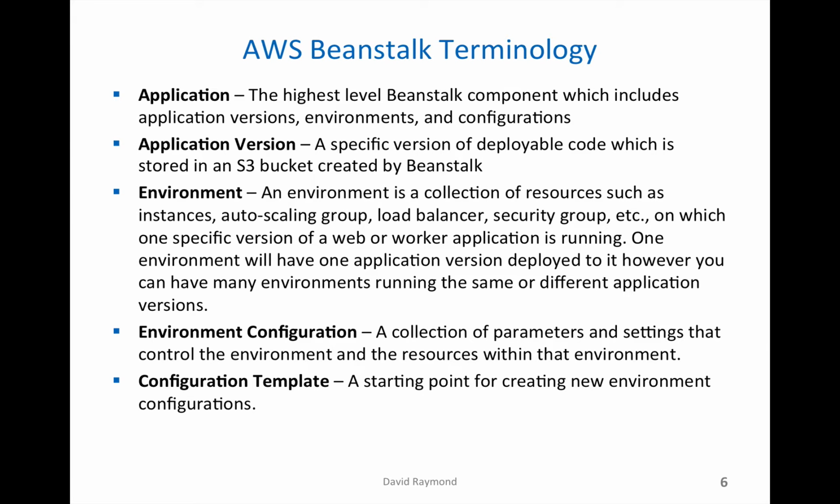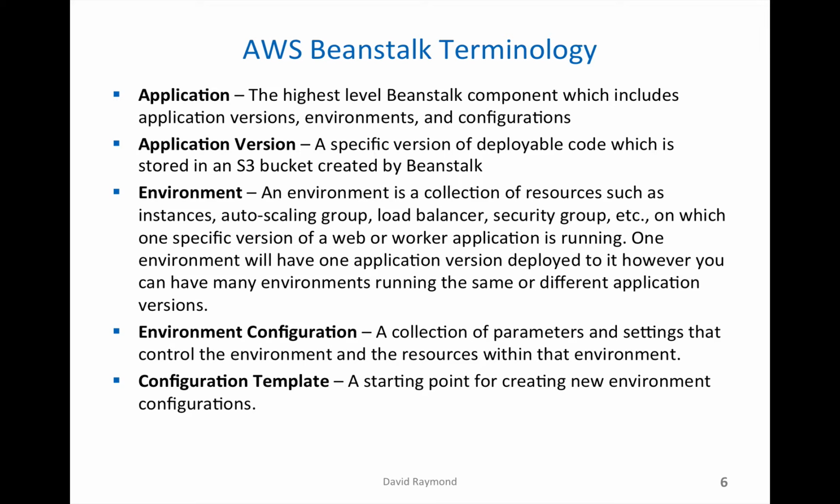In AWS Beanstalk terminology, an application is the highest level Beanstalk component, which includes application versions, environments, and configurations. An application version is a specific version of a deployable code unit, which is then stored in an S3 bucket created by Beanstalk. And a deployable code unit could be a WAR file or a zip file.